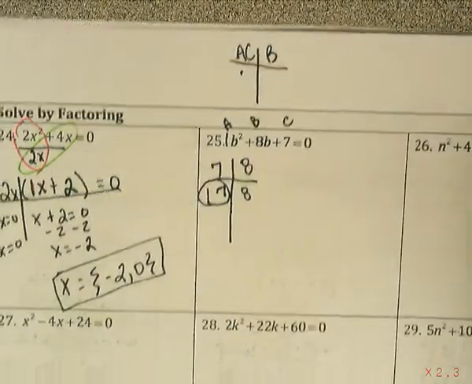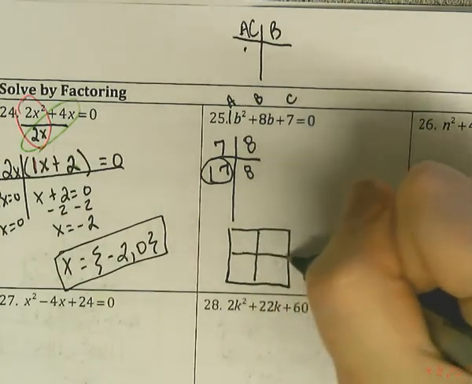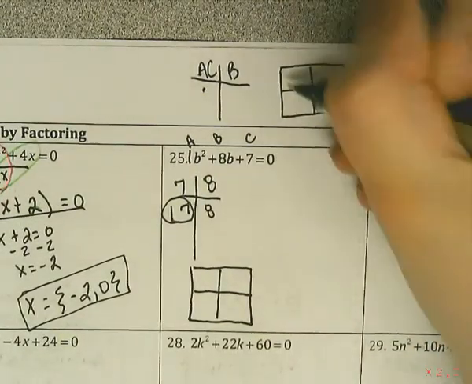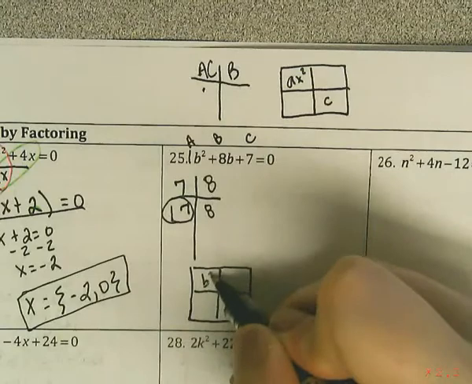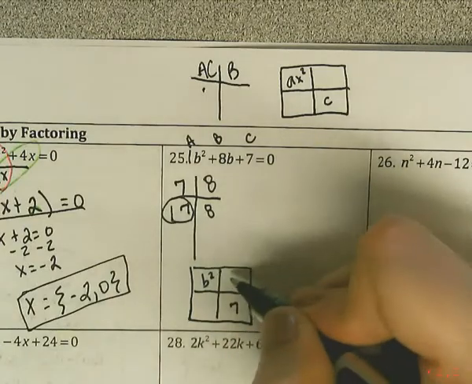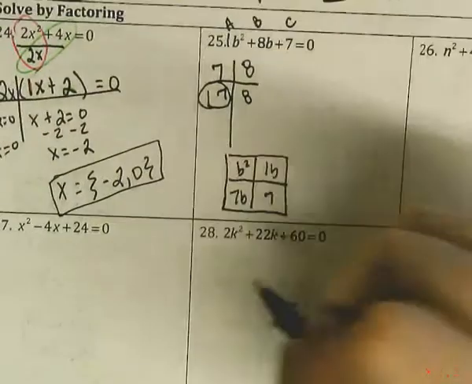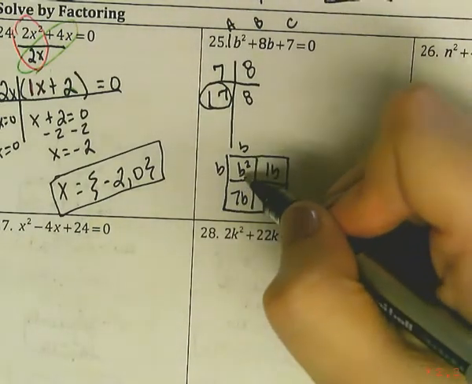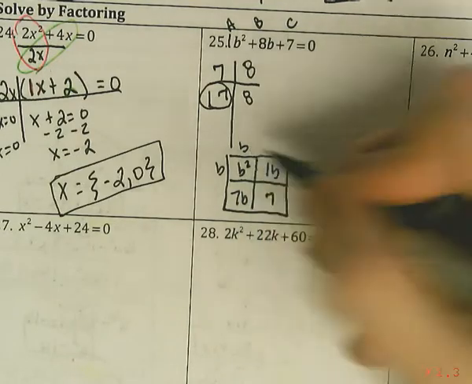Okay, 1 and 7. We're going to make a box like the little Punnett squares. We've been working on those for a while. So I'm going to go up here. This is just a little reference for us. In this little box we have ax squared and we have c right here. So ax squared in this problem is just b squared. C is 7. And then we use this 1 and 7 here. So 1b, 7b. Now it's easier when it's just b, but really we're looking at the greatest common factor. The greatest common factor of b squared and 1b is b. The greatest common factor of b squared and 7b is b.